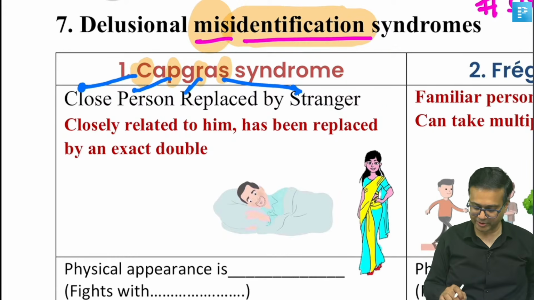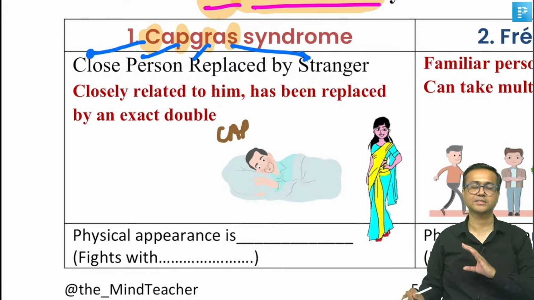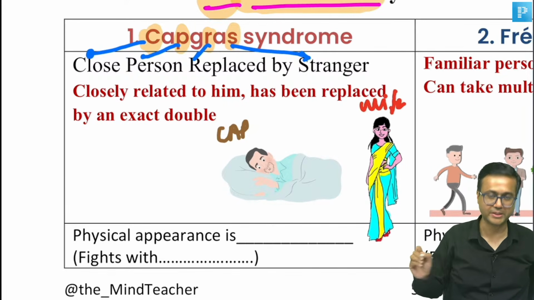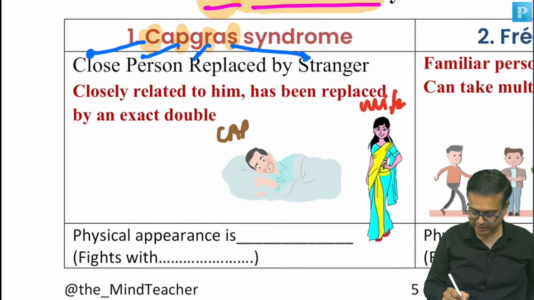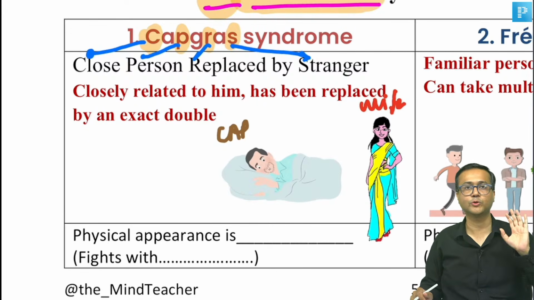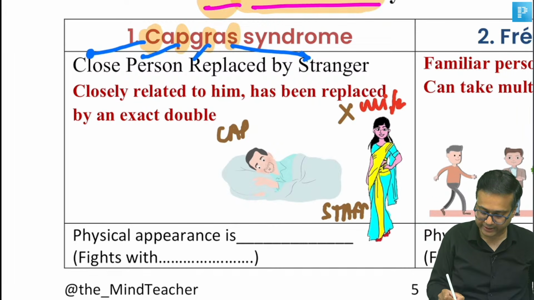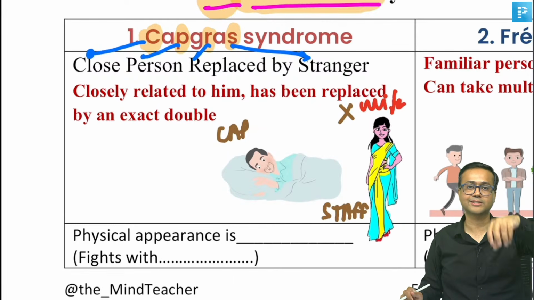So let's bring one patient into the class, beta. Let's say we have a patient Mr. Cap, for Capgras. He is admitted with us. His actual wife walks into the hospital room, and he sees his wife and says, you are looking like my wife. Of course beta, she is the wife only, so she'll look like the wife only, but he says that you are looking like my wife, you are not my wife, you are a hospital staff in disguise. So what does the patient feel? That a close person, in this case his wife, has been replaced by an exact double.